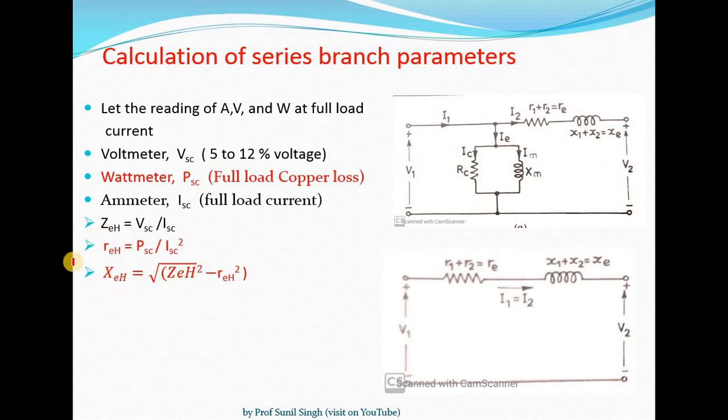H means these parameters will be calculated on the higher voltage side, because this test is performed at the higher voltage side, whereas the open circuit test is performed at the lower voltage side. So the shunt branch parameters will be calculated at the lower voltage side. These are RC, XM, and so on.